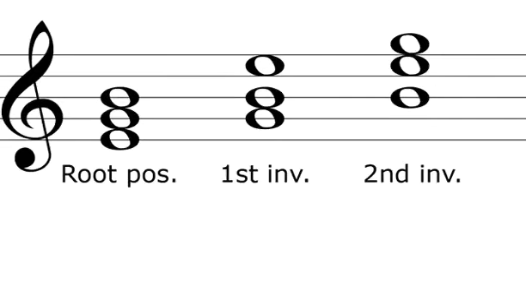I have here an E minor triad written out in root position, first inversion, and second inversion. You can see that I have abbreviated the words position and inversion because they're long and cumbersome. It is inconvenient to have to write out those words or even say them every time we want to talk about inversion.